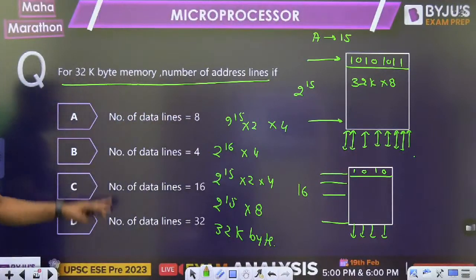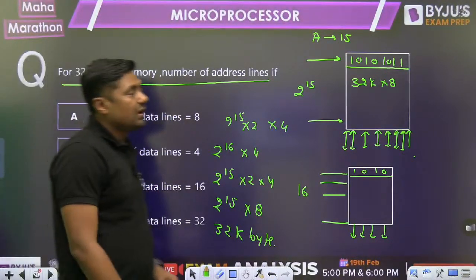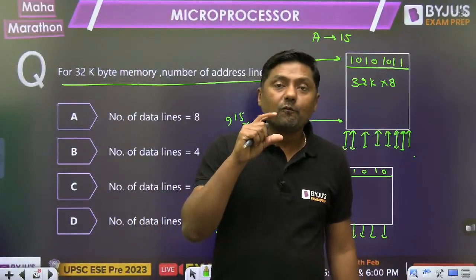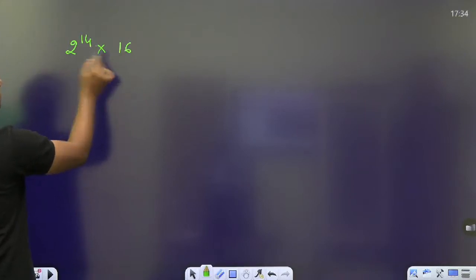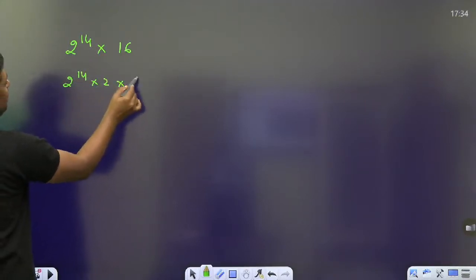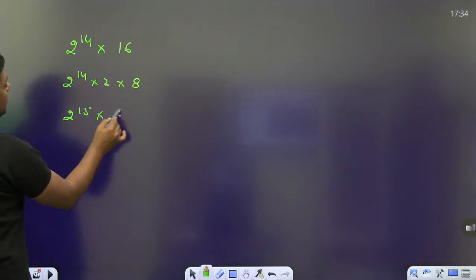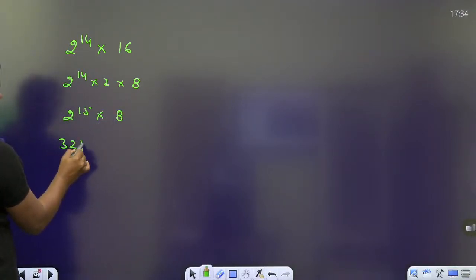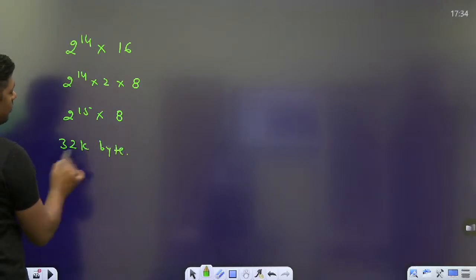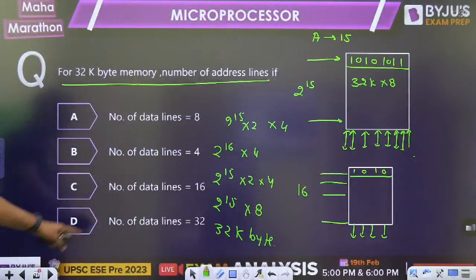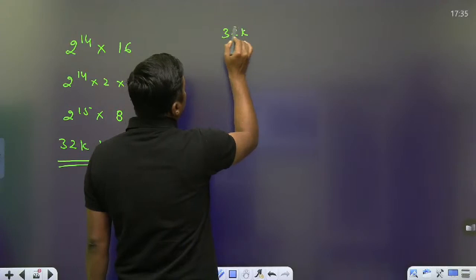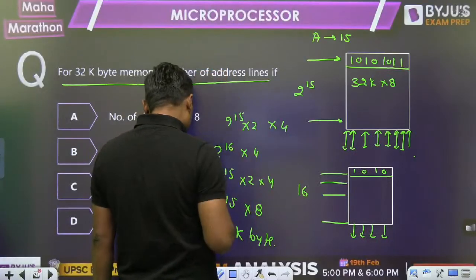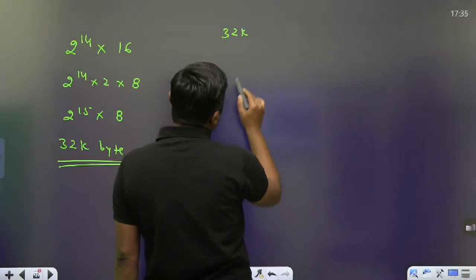Okay. Now tell me, if the number of data lines is 16, then how many address lines? 14 address lines. So then again the size will become 2 to the power 14, and the data line is total 16. You can write it as 2 to the power 14 into 2 into 8, and that will become 2 to the power 15 into 8, and that is nothing but 32k into byte, 32 kilobyte. Okay. If the number of data lines is 32, you can write it like that.